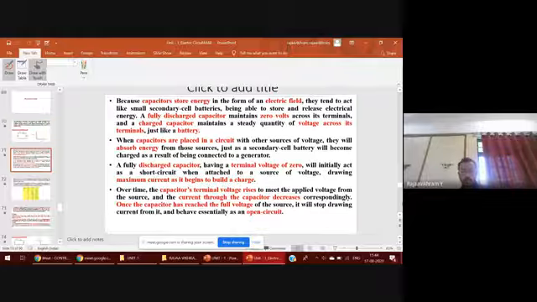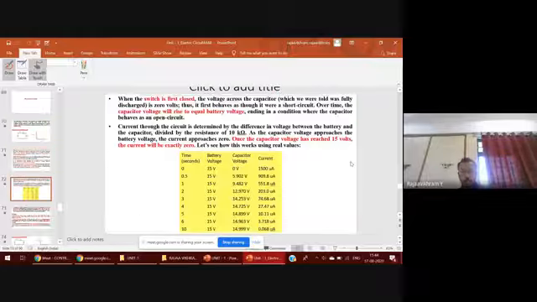See this tabulation. This is for capacitance. Time starts from 0 up to 10. Battery voltage is 15. Capacitor voltage starts increasing from 0, 5, 9, 12. At the same time, current is decreasing. So the voltage is increasing slowly to store the energy, but at the same time the current is decreasing.